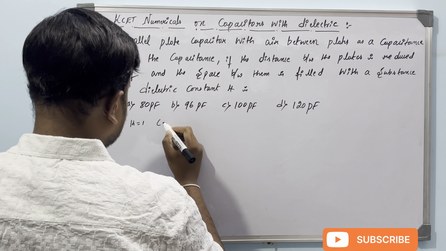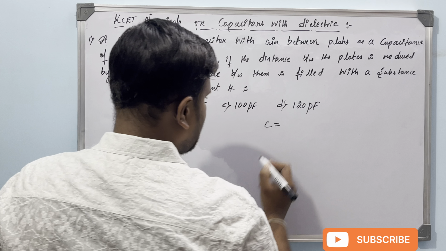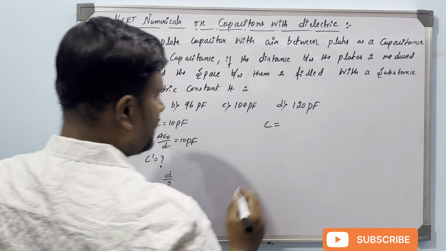Next, the capacitance if the distance between the plates is reduced by half. Here again they are asking for the capacitance, so I will consider this as C dash. The distance is reduced to half, and the space between them is filled with a dielectric of constant 4. The capacitance of parallel plates is given by C is equal to A epsilon naught divided by D. Instead of C we take C dash, so C dash becomes A epsilon naught by D, but D here is D by 2, right? And it is filled with the dielectric constant, so I will replace with K.